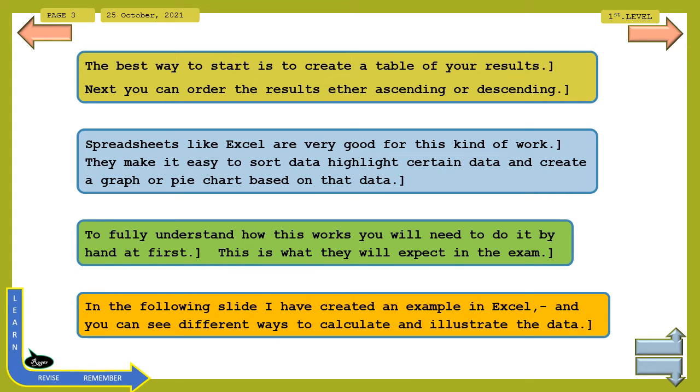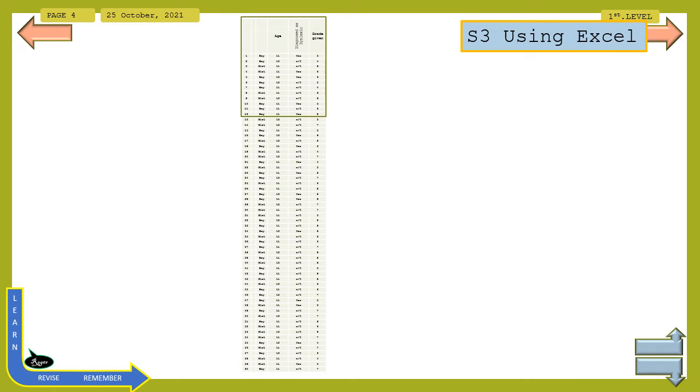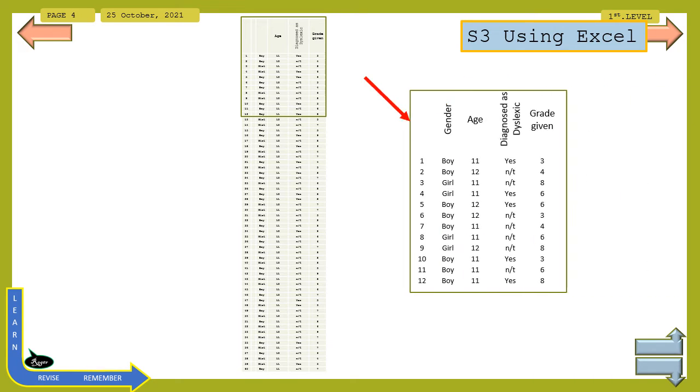In the following slide, I have created an example in Excel, and you can see different ways to calculate and illustrate the data. Here is the data, and there's lots of it, and I would not like to try and sort that lot out by hand. I have magnified the top section of the data so that you can read it. However, it's not very interesting as it is.